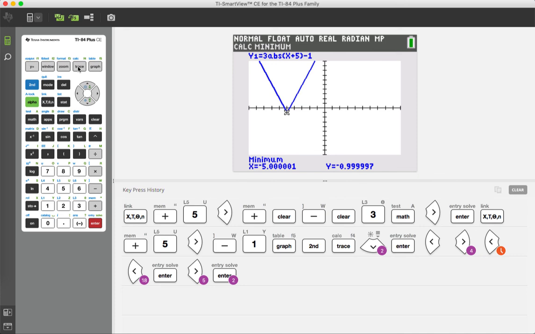And like we think, it should be -5, -1. There's some rounding in your calculator, the way your calculator calculates these. So it's showing as -5.000001 and -0.999997, but it is -5, -1.